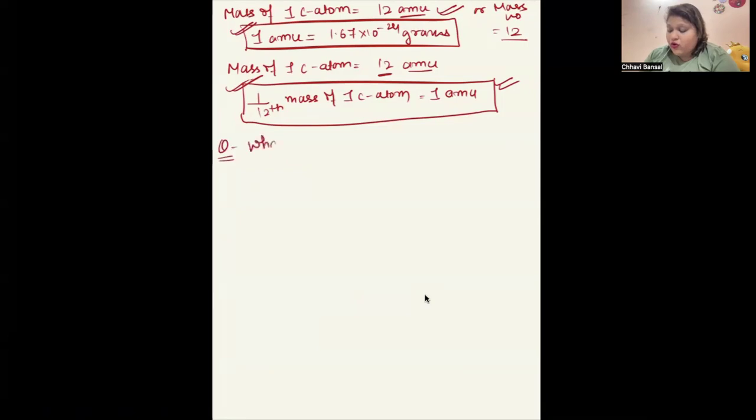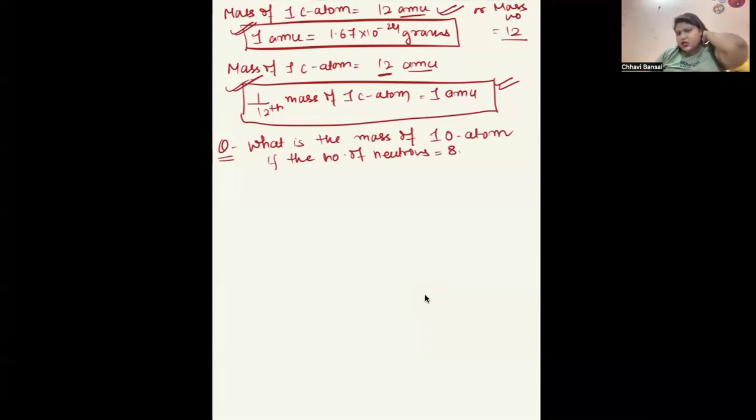Can you find what is the mass of one oxygen atom, if the number of neutrons is equal to 8? Okay. See, initially when we haven't done any chapter, I'm telling you the mass number, I'm telling you the atomic number, I'm telling you the number of neutrons also, right? Later, you should be knowing, for at least these elements which are very common, carbon, oxygen, nitrogen, all of them. Okay.